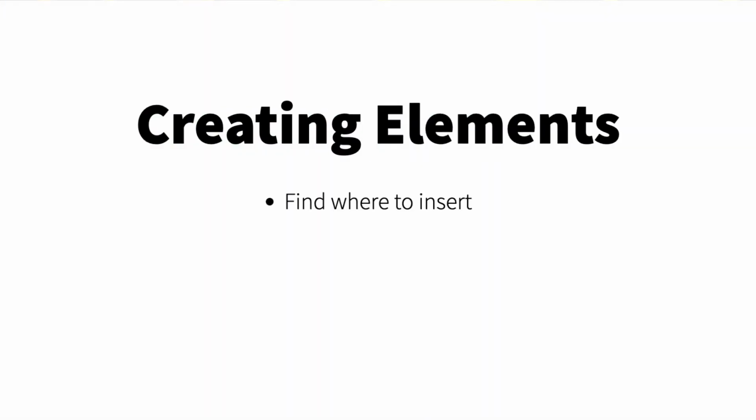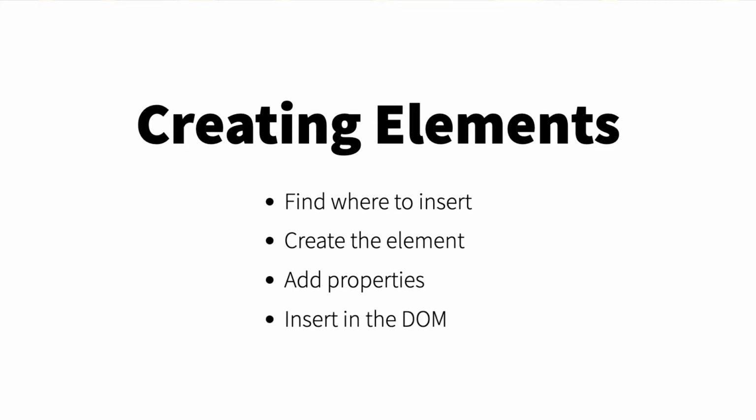To create elements in the DOM, you need to do 4 things. First, you need to find out where to insert the elements. Then you can create the element you want in the DOM. It will live in memory until you add it. Once you create the element, you can add any properties using JavaScript. Finally, you'll insert the element with all of its properties back into the DOM.